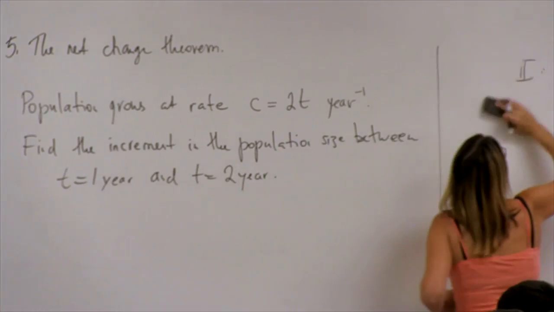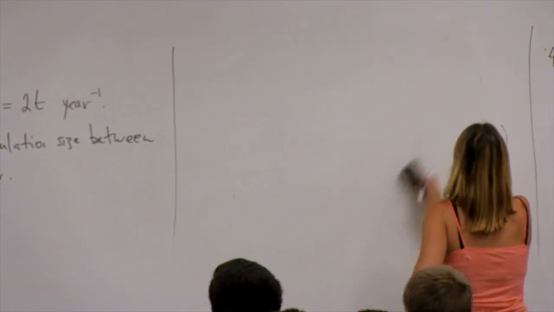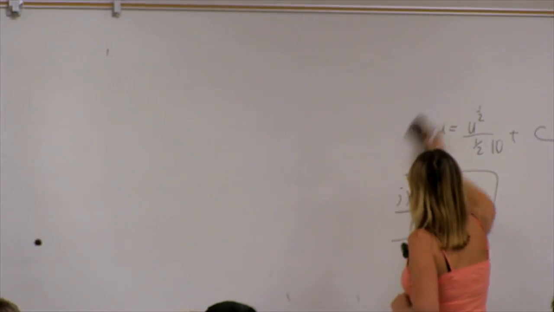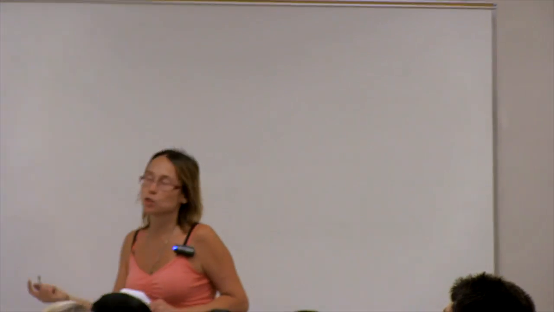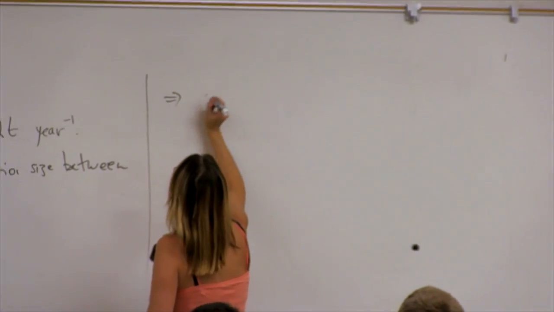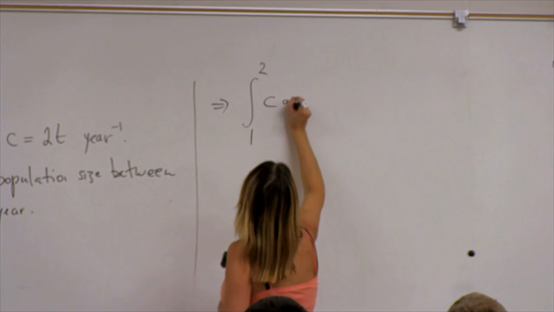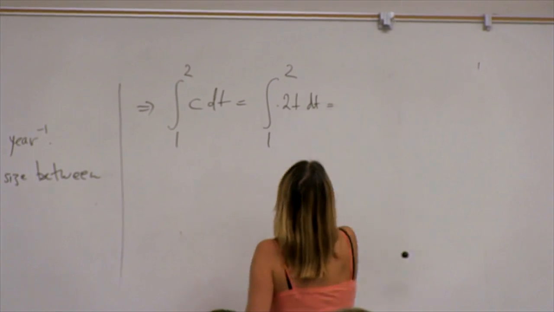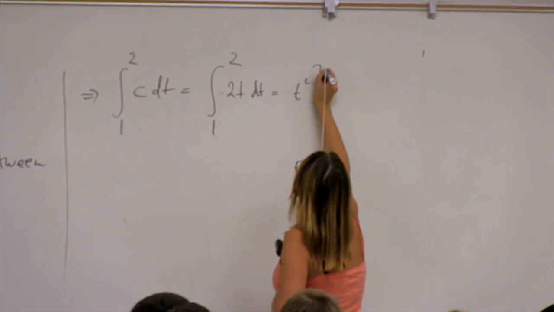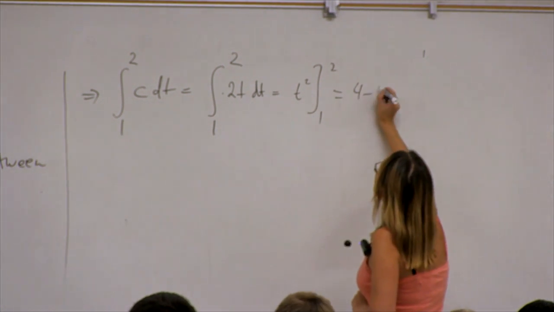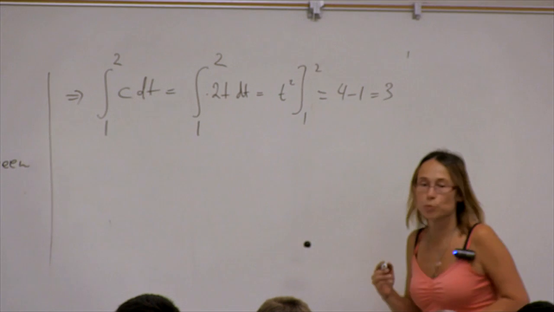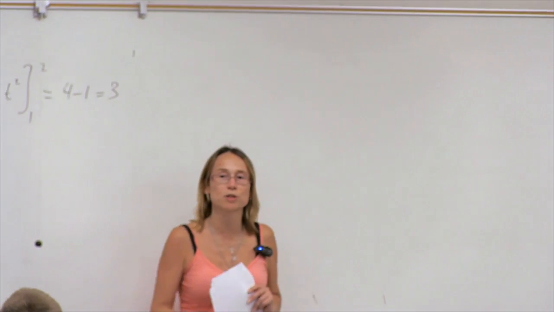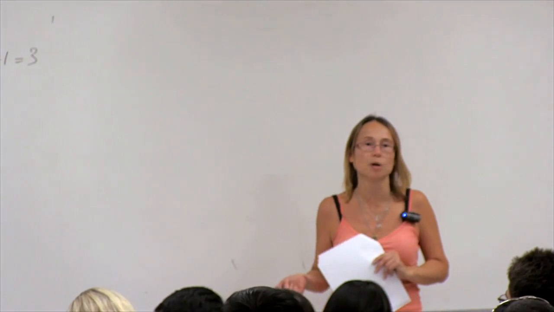Okay? So this is a standard problem that tests your knowledge of the net change theorem. And of course, the theorem states that to get the net change, you have to integrate the rate of change. So we integrate from 1 to 2 c dt. So I have 2t dt. So I have t squared from 1 to 2, 4 minus 1, 3. Okay, the population changes by 3 per year. I don't know, 3, maybe 3,000. Depends on what you measured in. Stick with the units that are given in the problem. Okay.